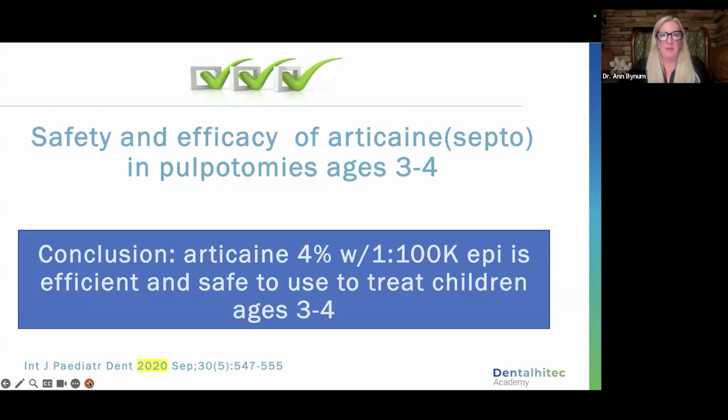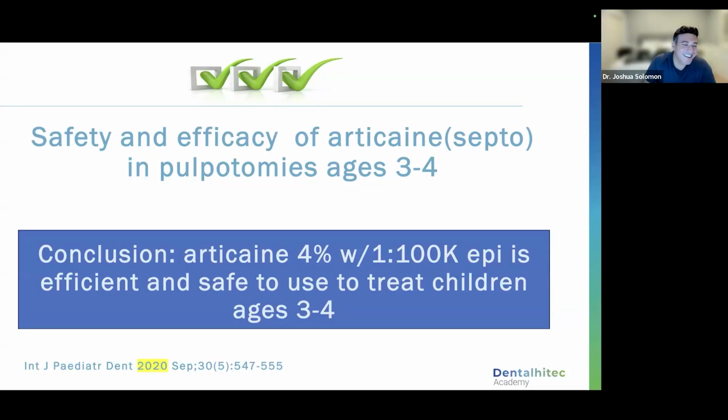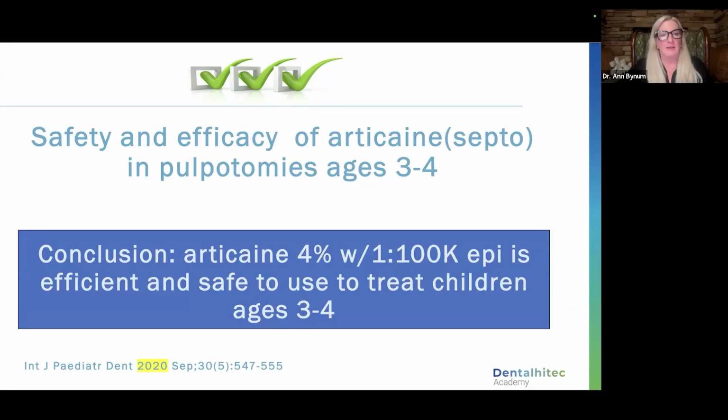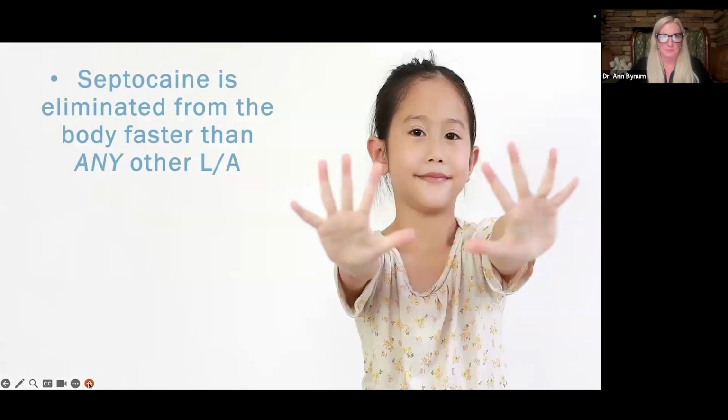Safety and efficacy of articaine in pulpotomies, age 3 to 4. This study is newer than that study. It was done in the International Journal of Pediatric Dentistry in 2020, so just 5 years ago. The conclusion was that articaine 4%, 1 to 100, is efficient and safe to use to treat children age 3 to 4. I'm not going to break down the study for you, but there is the resource if anybody wants to look into it. Again, when they're doing studies like this, no one is sacrificing their 2-year-old for you to do a study on. That's just the limit sometimes of research.